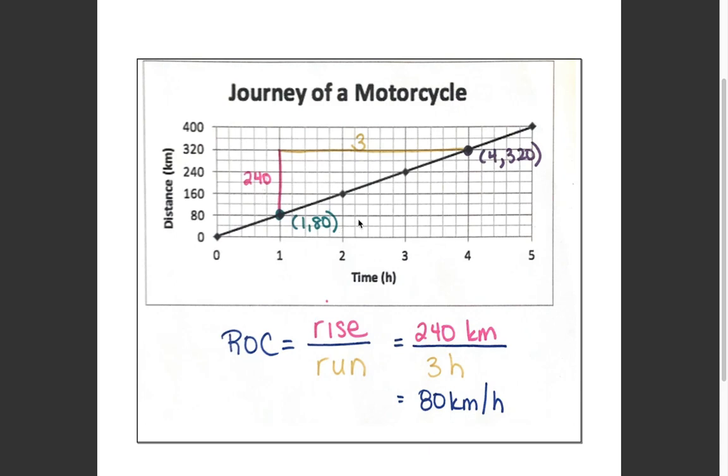So if I just know the points, I don't necessarily have to have this graph of the line and draw the right triangle. What I can do is say, okay, what is the change in my x? So 4 minus 1 to give me my 3. And what is the change in my y? 320 minus 80 to give me 240.